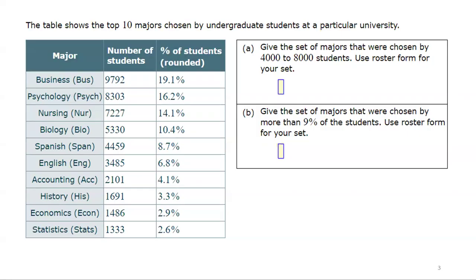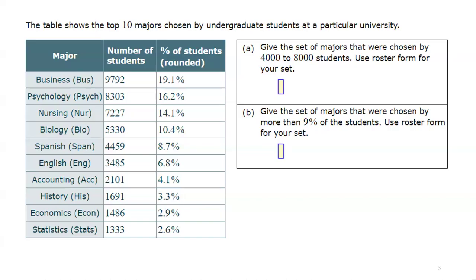I have to be on a pace here because we do have a lot of problems to cover. Anyway, a lot of students for the first one wrote down Spanish, biology, and nursing. That is correct. And then for the second one, a lot of students wrote down biology, nursing, psychology, and business, which is also correct.